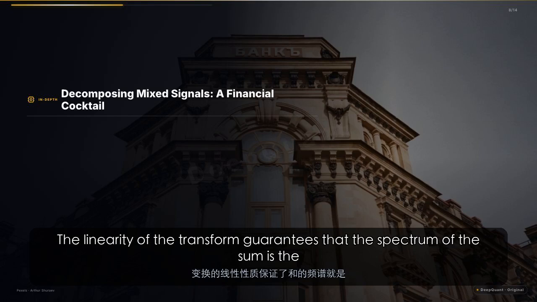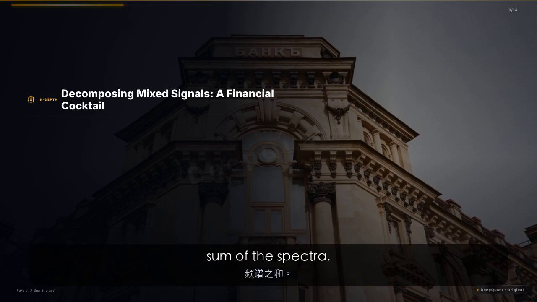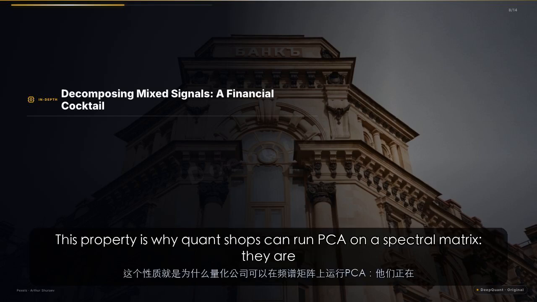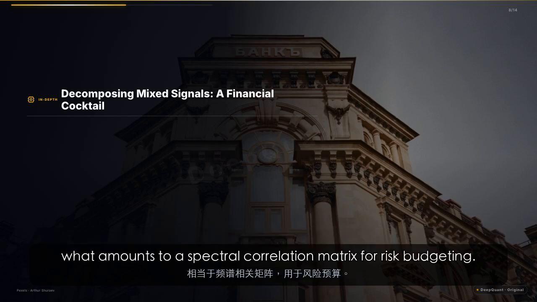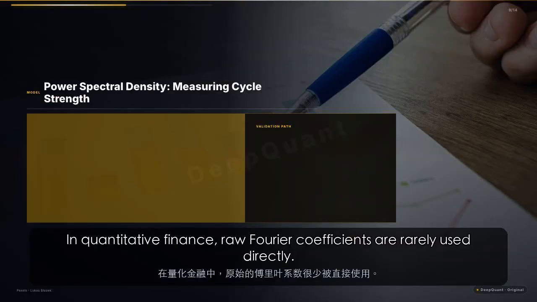The linearity of the transform guarantees that the spectrum of the sum is the sum of the spectra. This property is why quant shops can run PCA on a spectral matrix. They are decomposing the covariance of frequency components across assets, building what amounts to a spectral correlation matrix for risk budgeting. In quantitative finance, raw Fourier coefficients are rarely used directly.